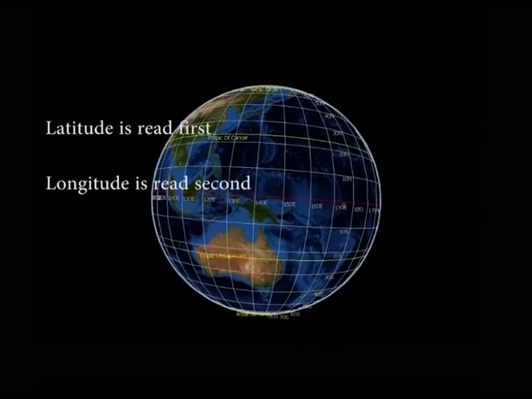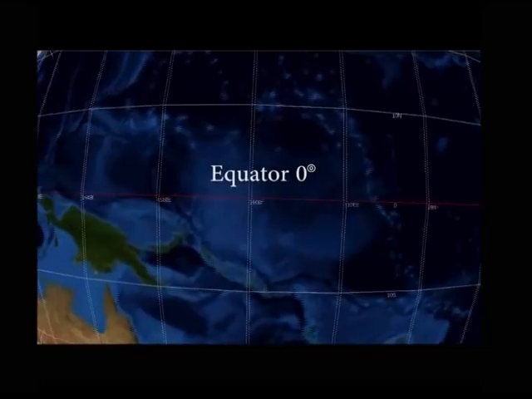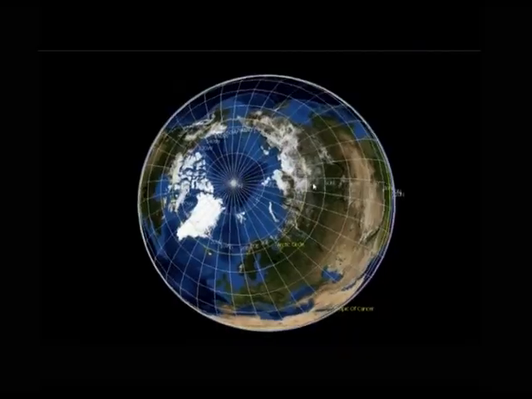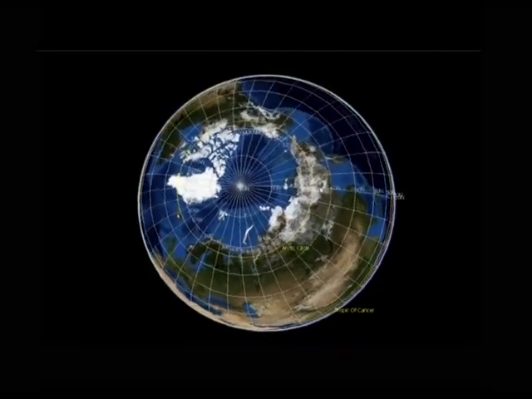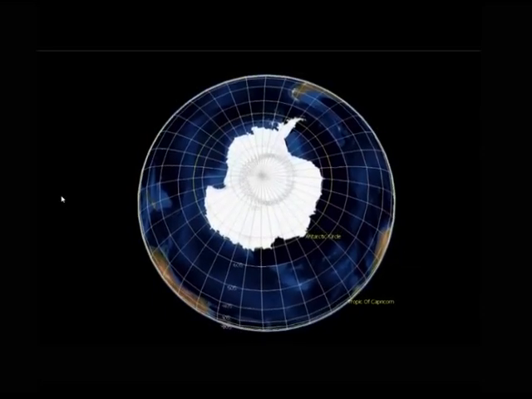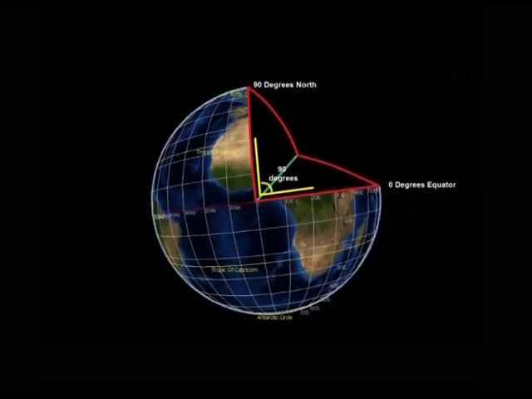Latitudes are read first, followed by longitudes. Latitudes are read north and south of the equator. The starting point is the equator, which is 0 degrees latitude. 90 degrees north of the equator is the North Pole, and 90 degrees south is the South Pole. The poles are 90 degrees from the equator, and this is the largest possible angle for latitudes.